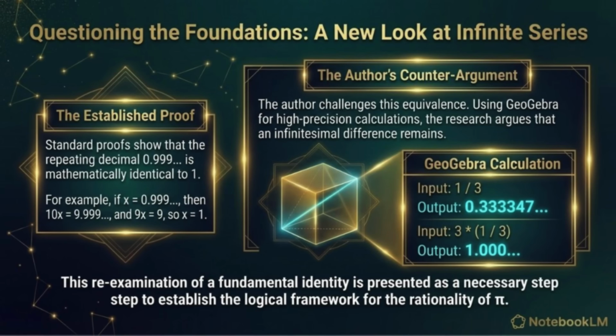You can see it here. The software calculates 1 divided by 3 and gets a value that ends in .33347. And when that's multiplied by 3 within the program, it resolves to exactly 1. The author presents this as computational evidence for a tiny, infinitesimal difference that standard proofs might be overlooking. It's a necessary step to build the logical case for pi's potential rationality.